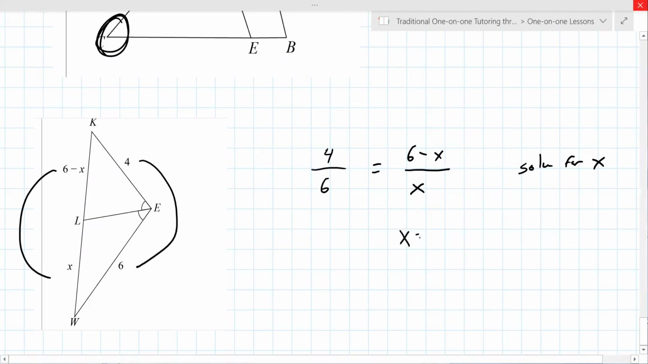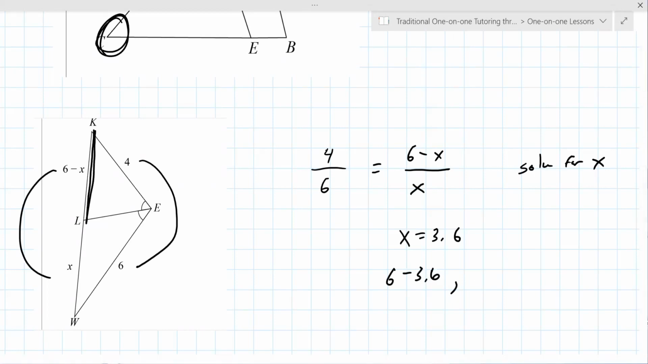Okay, so if x is 3.6, which I agree, you have to find this length right here, 6 minus 3.6. What is that? That's 2.4. Perfect. All right. So you're doing great here.